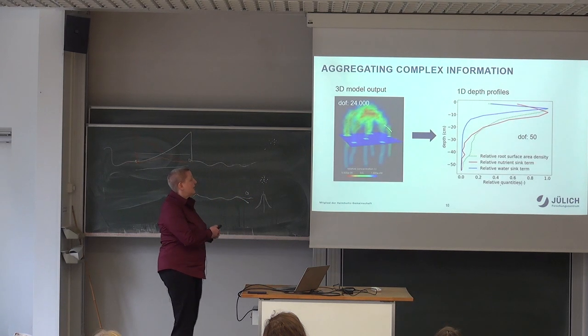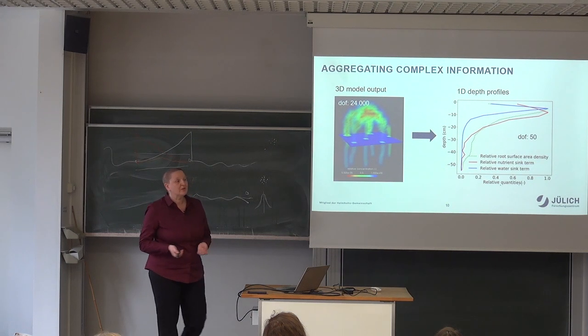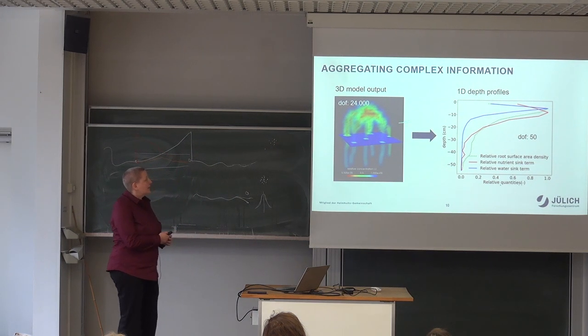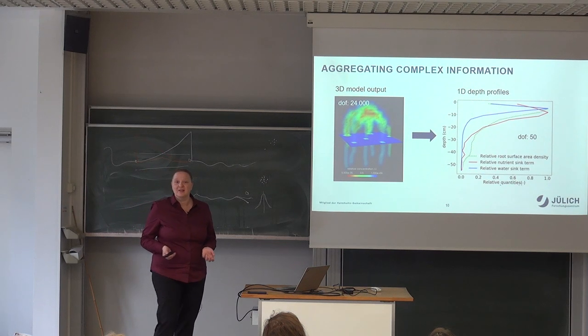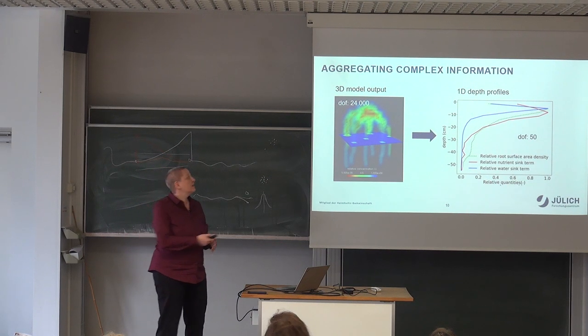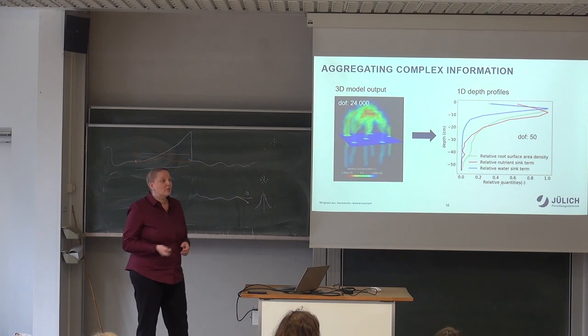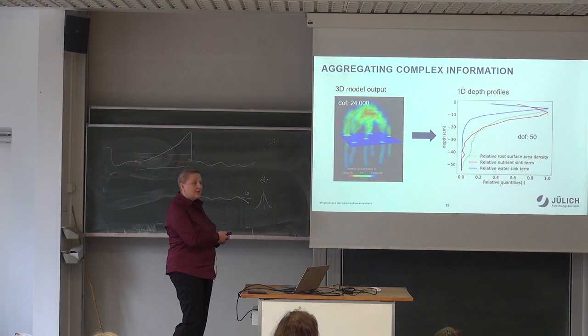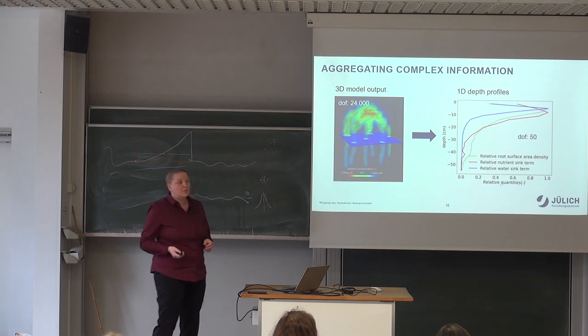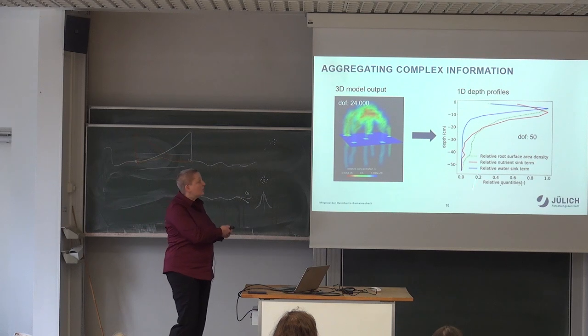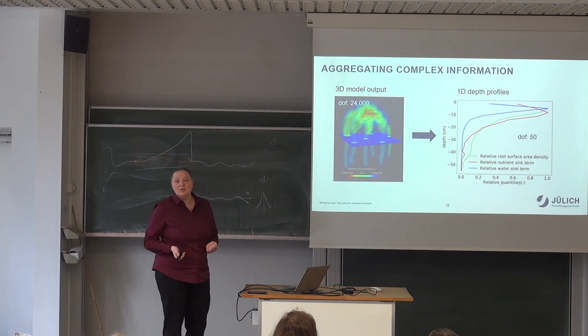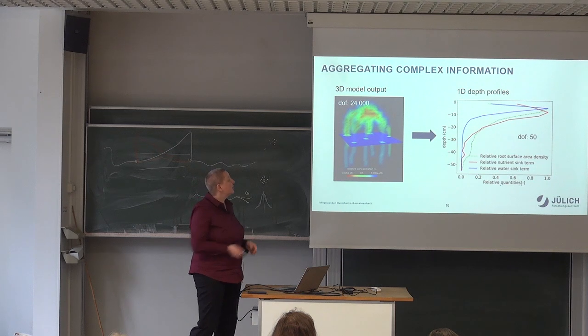Of course, if we have such a relatively complex model output, it's sometimes not so easy to interpret the results. And so one way to do that is to aggregate the complex information into things that are more easily interpreted, like, for example, 1D depth profiles, like here, where we can have depth profiles of the root surface area density, for example, or the water uptake or the solute uptake. So at which position in the depth profile was the uptake the maximal one? This could be inferred from this information.